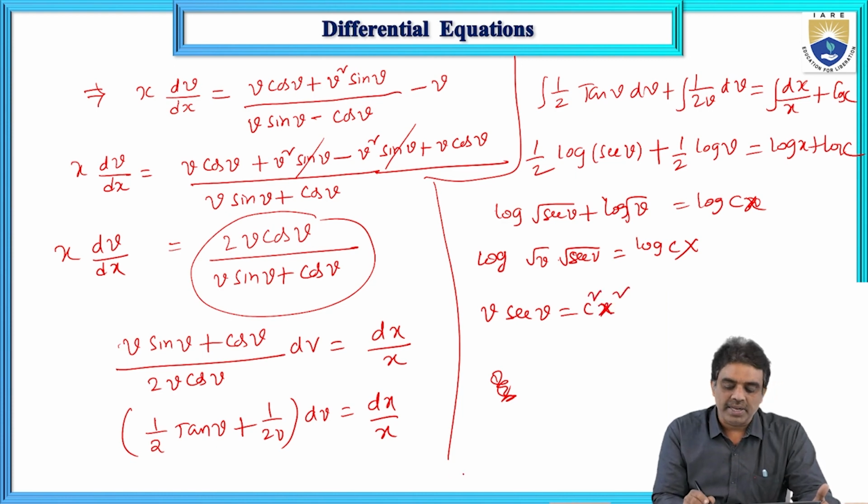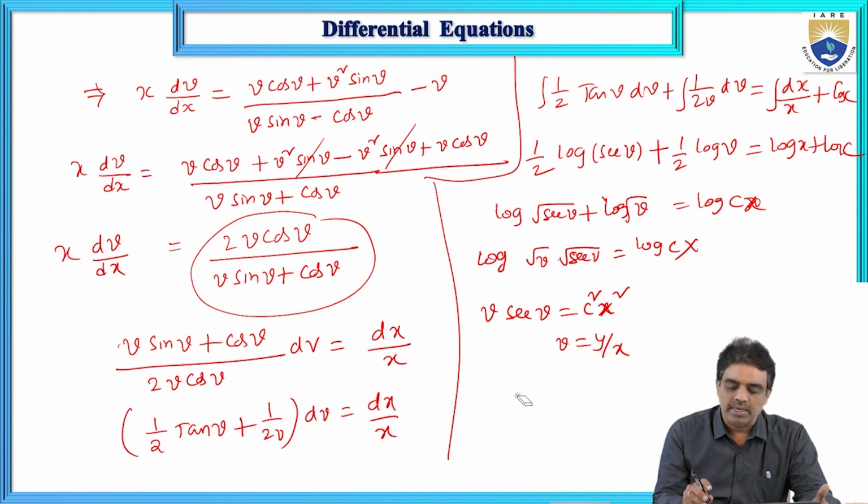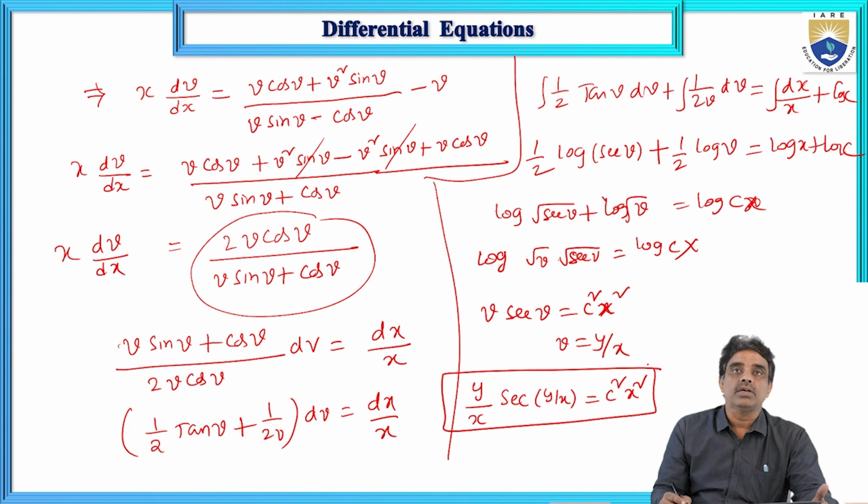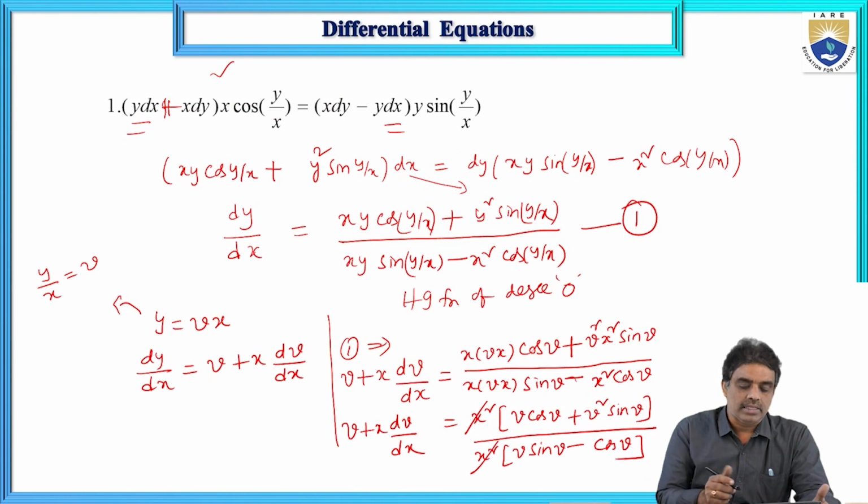But now you can replace v by y by x. Initially you have taken y is equal to vx, or v is equal to y by x. So on substituting v is equal to y by x, finally you will get the solution y by x of secant y by x is equal to c square x square, which is the required general solution of the given differential equation.